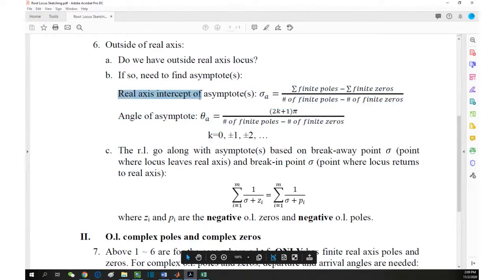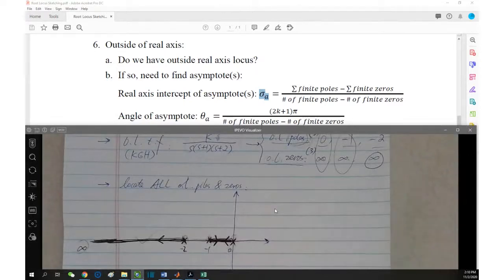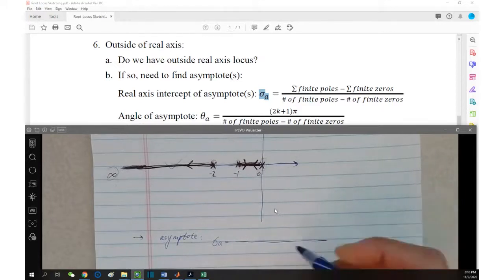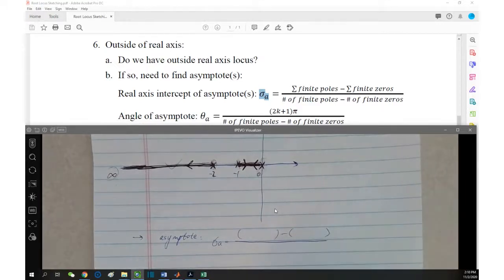First, the intersection point with the real axis. How to find this point? It equals a ratio. The numerator is the sum of finite poles minus the sum of finite zeros. The denominator is the number of finite poles minus the number of finite zeros. Let's see our specific example, how to find these numbers. The intersection point equals a ratio. The numerator is the sum of finite poles minus the sum of finite zeros. The denominator is the number of finite poles minus the number of finite zeros.